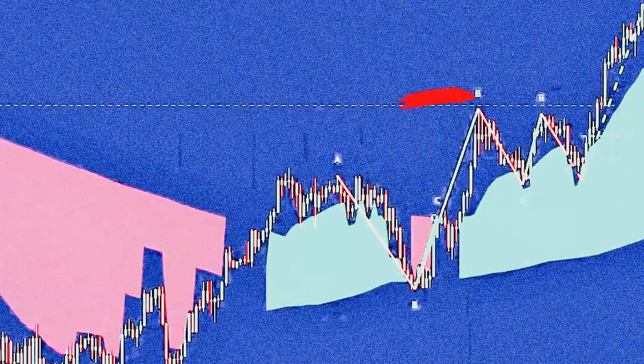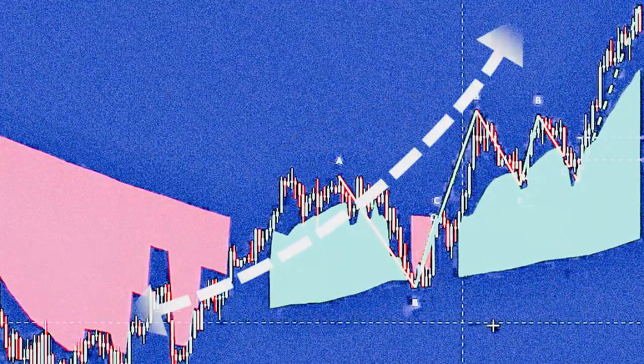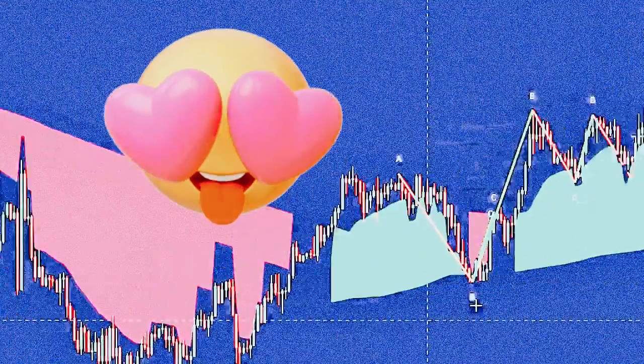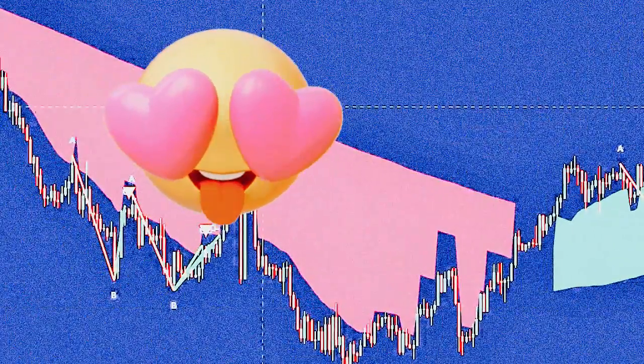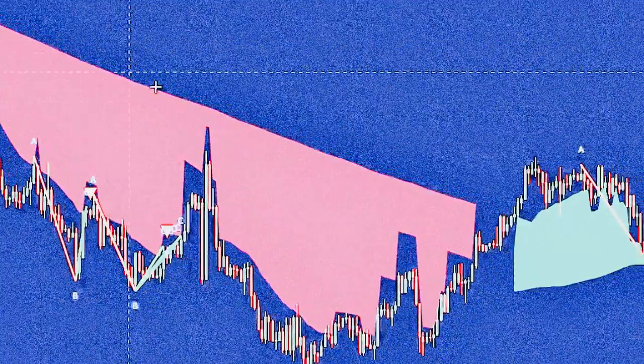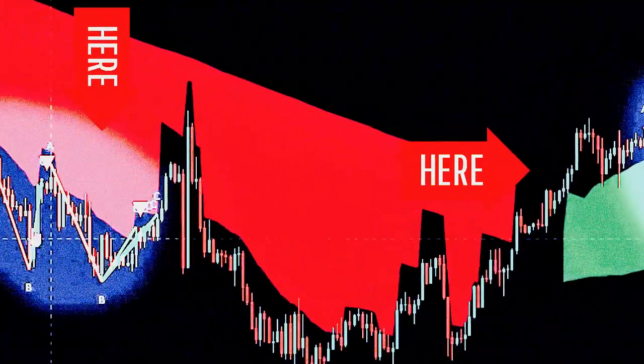When the cloud appears below the price action and green, it acts as a support zone, indicating that the market is in an uptrend, suggesting that buying pressure may drive the price higher. Conversely, when the cloud appears above the price action and is red, it acts as a resistance zone, signaling a potential downtrend. The second component of the indicator are the red and green lines that are plotted on the chart.